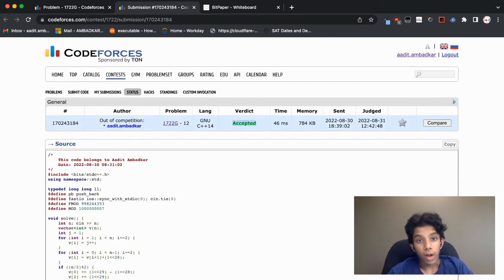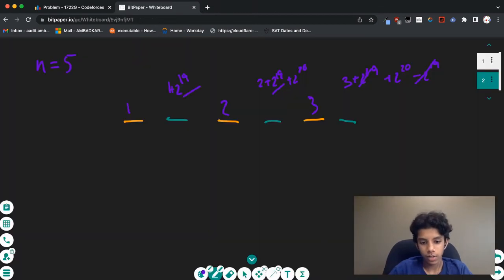But there is a much, much easier solution to this. And it's honestly mind-boggling that it works. And it relies on something pretty, pretty stupidly simple. So let's take a look.